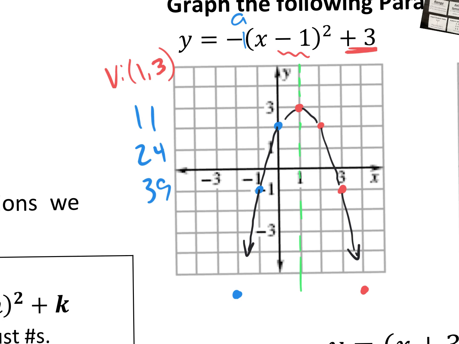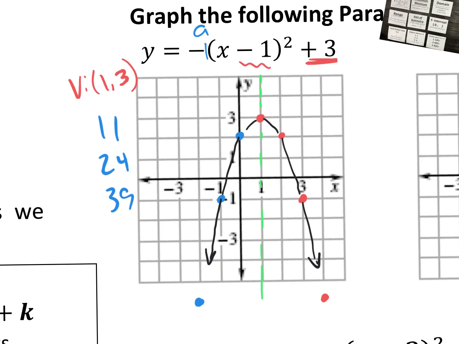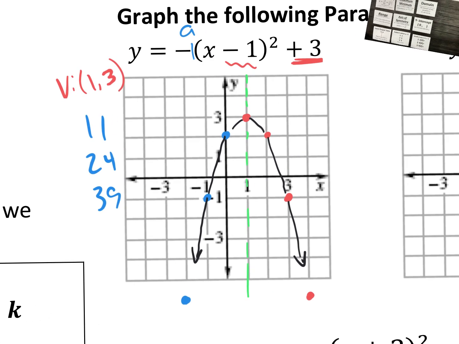Now, I could still ask you anything from before. Like I could ask you, what is the axis of symmetry? The equation x equals the x value of your vertex, x equals 1. I could ask you for the domain, which is all real numbers. I could ask you for the range, which is y is less than or equal to the y value of 3, okay? I could ask you anything that I did before.